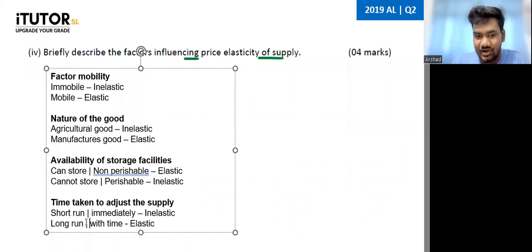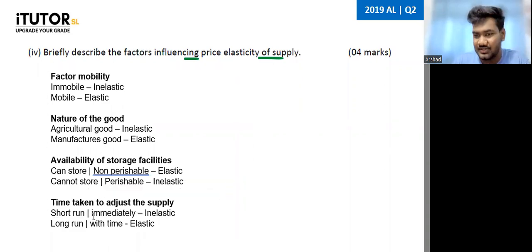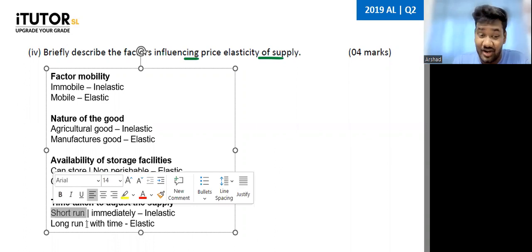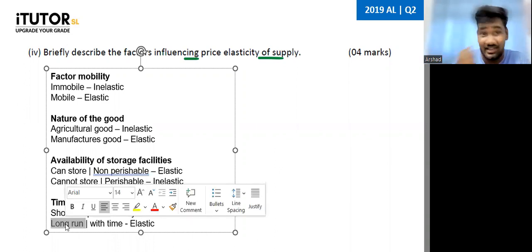No, this is the same short run and long run we learned in unit number 4. Remember, in short run, we can only increase labor. So long run, you can hire, you can increase your capital, buy machines and all. So it makes it elastic.